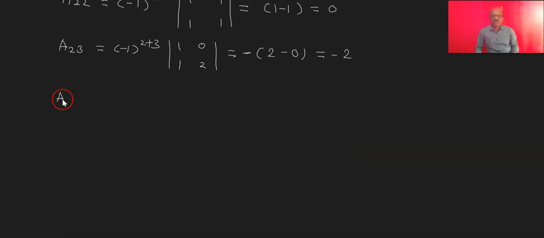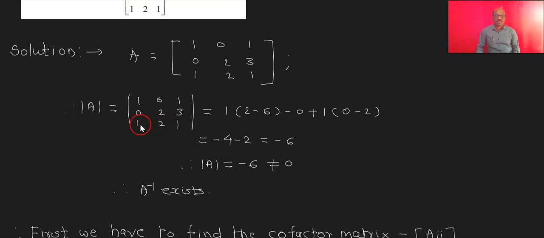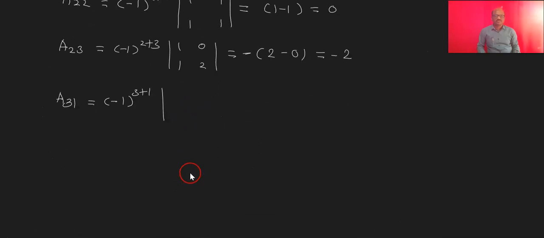Next is A31, that is minus 1 raised to 3 plus 1. Delete the corresponding element in the column and the row. You will get 0 1 2 3. Now minus 1 raised to 3 plus 1 will be plus, and then 3 into 0 is 0, 1 into 2 is 2, and overall you will get minus 2.